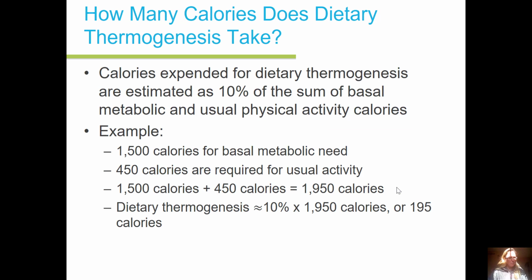So what I want you to do is get out a piece of paper, and I want you to calculate your basal metabolism first. So figure out what is your basal metabolism. You do that by taking your body weight, and for men, remember, you multiply it by 11. For women, you multiply it by 10. Okay, and that's going to be your basal metabolism.